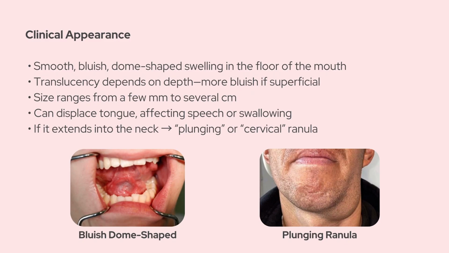And if it spreads down through the mylohyoid muscle into the neck, we call that a plunging ranula or cervical ranula. Now, one tricky part is that the size can change. It might burst and shrink, then come back again later. And it's usually painless unless it gets infected. Also, it's typically off to one side, not right in the midline, which helps you rule out things like dermoid cysts that are usually centered.